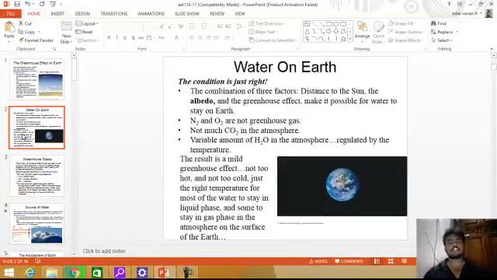Water on Earth. The combination of three factors, distance to the sun, the albedo, and the greenhouse effect, make it possible for water to stay on Earth. N2, nitrogen, and O2, oxygen gas, are not greenhouse gases. Not much CO2 in the atmosphere. Variable amount of H2O in the atmosphere regulated by the temperature. The result is a mild greenhouse effect, not too hot and not too cold, just the right temperature for most of the water to stay in liquid phase, and some stays in gas phase in the atmosphere on the surface of the earth.